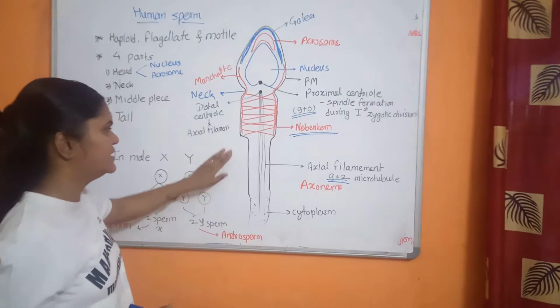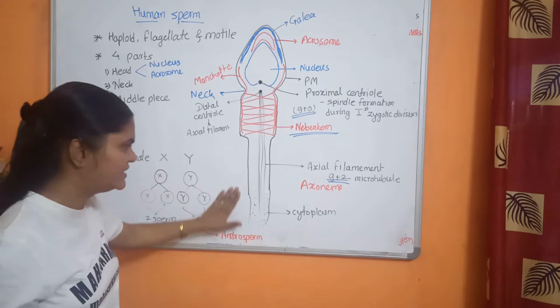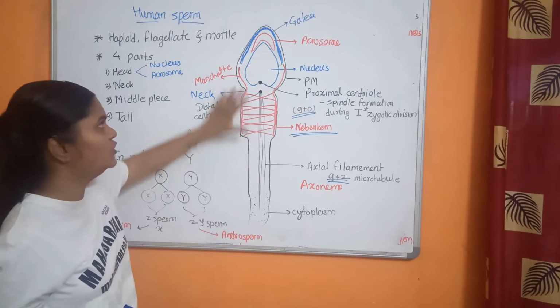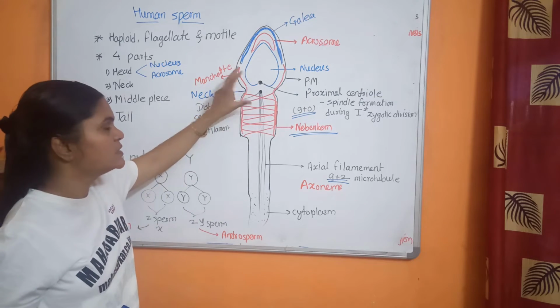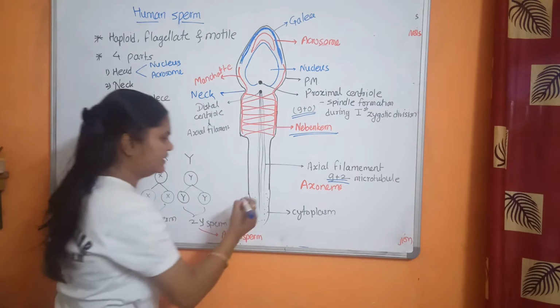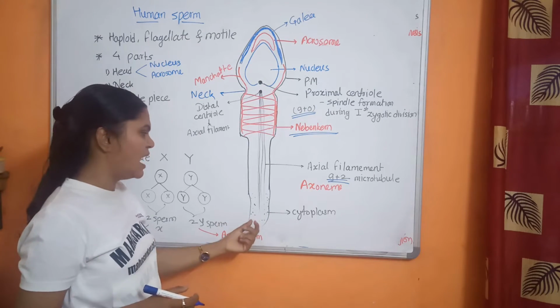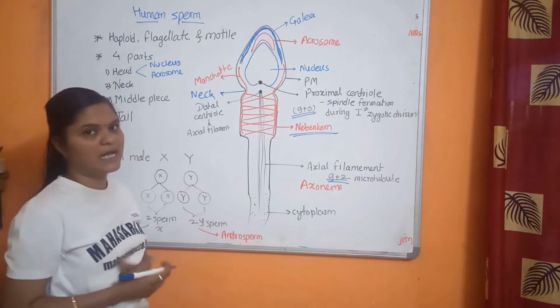The next is the tail part. The tail part contains cytoplasm. Cytoplasm is not present throughout the sperm cell; it is present at the end, the end piece part, and the end piece also does not have a plasma membrane.